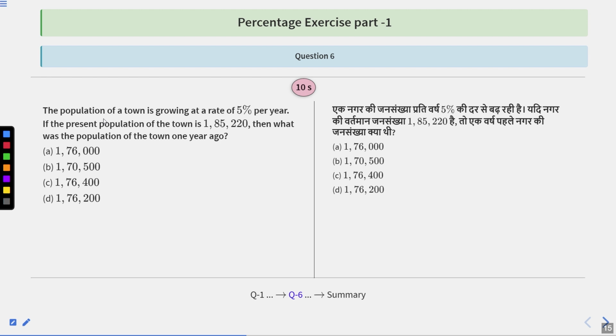Next, the population of a town is growing at a rate of 5% per year. If the present population of the town is 1,85,220, then find what was the population of the town 1 year ago. Options are 1,76,000, 1,70,500, 1,76,400, or 1,76,200. These are your options, and I'm giving you 10 seconds to find which one of them is correct. After that, I will do the solution for you.